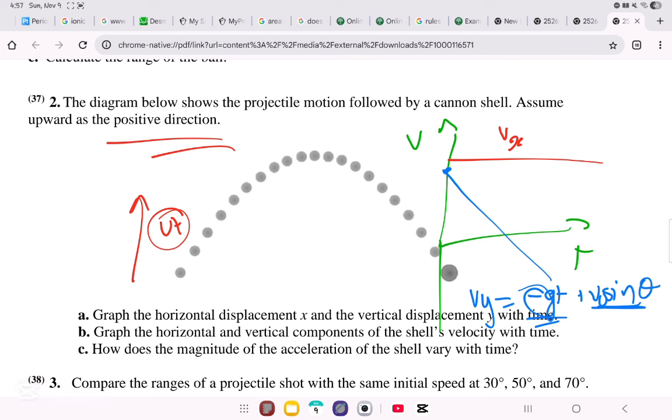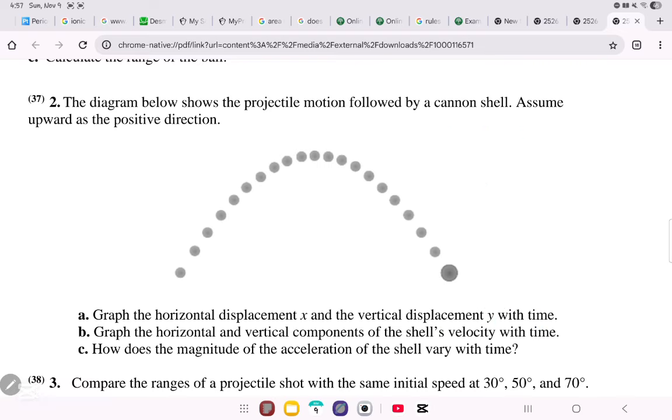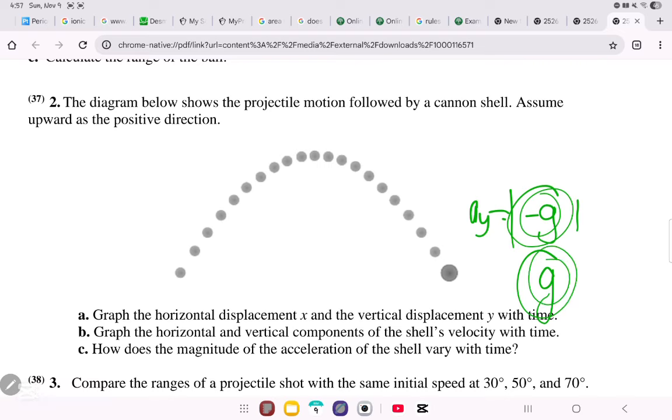Now, it says, how does the magnitude of the acceleration of the shell vary with time? Now, first of all, they mentioned magnitude, so whatever answer we take, it should be positive. Now, Ax is always equal to 0 because velocity is constant on the x-axis, but on the y-axis, Ay is minus g. Now, you take this in absolute value, it's going to be g. Now, what's the acceleration of the shell? It's going to be very simply 9.8 meters per second squared.